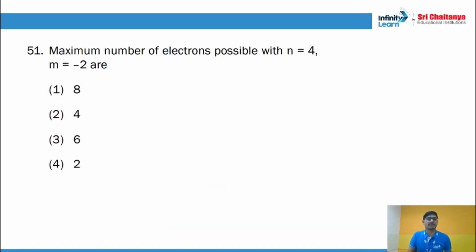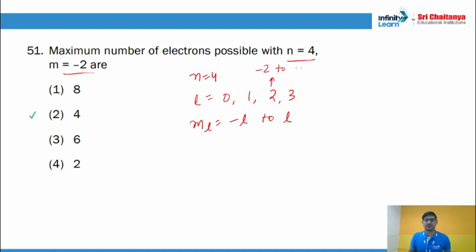First question is maximum number of electrons possible with n is equal to 4 and m is equal to minus 2. Now, in this case, for n is equal to 4, you will have to first look at the values of L. So, what are the values of L? 0, 1, 2, 3, right? So, the values of ml will be, we know that they are from minus L to plus L. So, for 2, the values will be minus 2 to plus 2, and for 3 the values of ml will be minus 3 to plus 3.